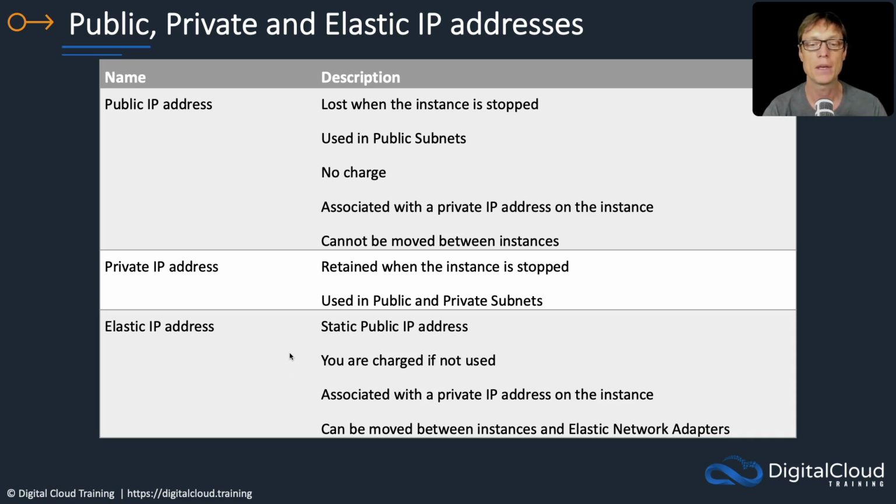As with a public IP, they get associated to a private IP. You can move elastic IPs between different EC2 instances, so you can reassociate them to a different instance. And also elastic network adapters. The ENAs, the elastic network adapters, are basically like the network cards that we see in a computer, but they're virtual. And you can move an elastic IP address to a different ENA.